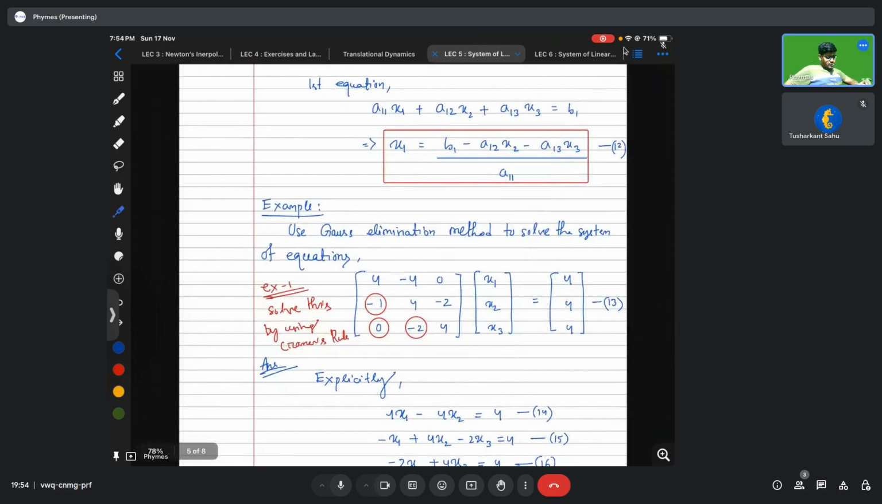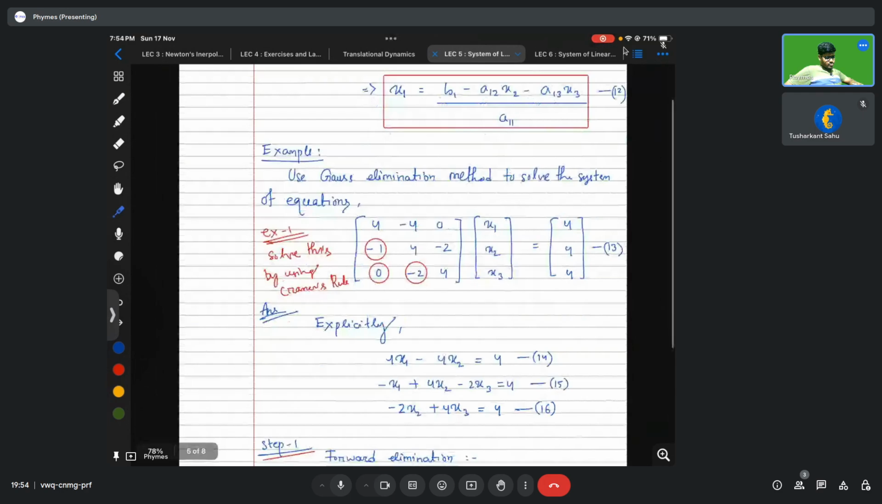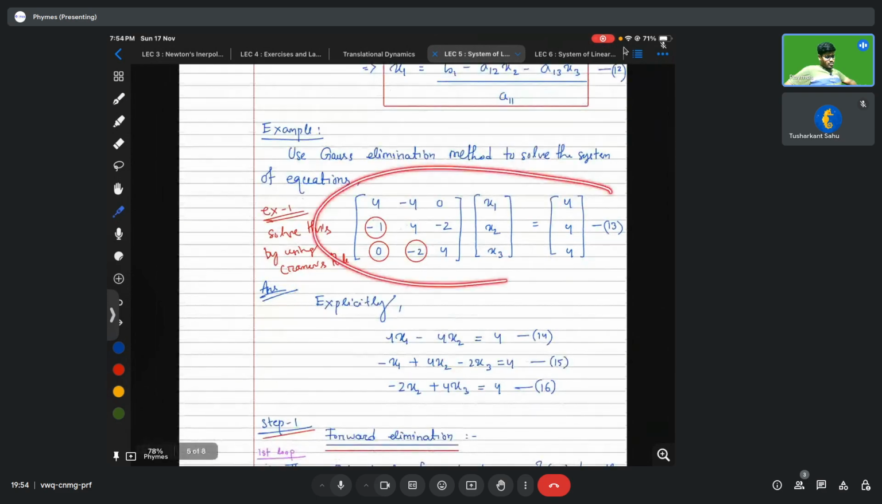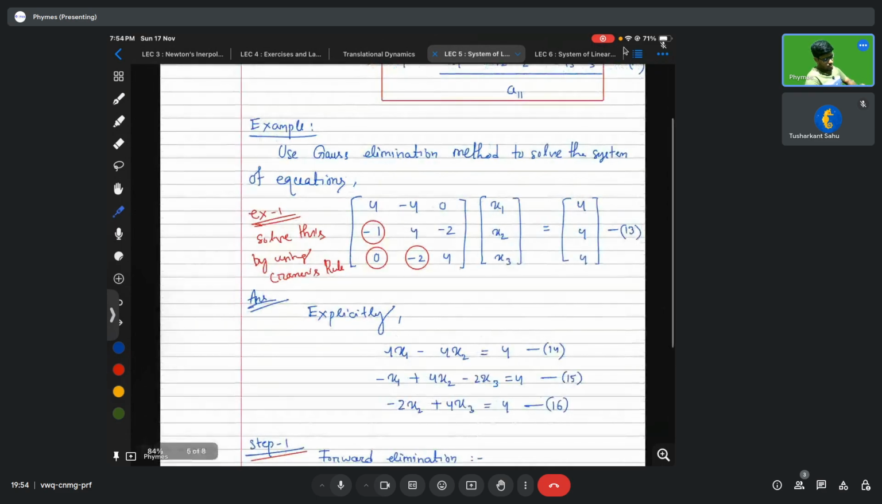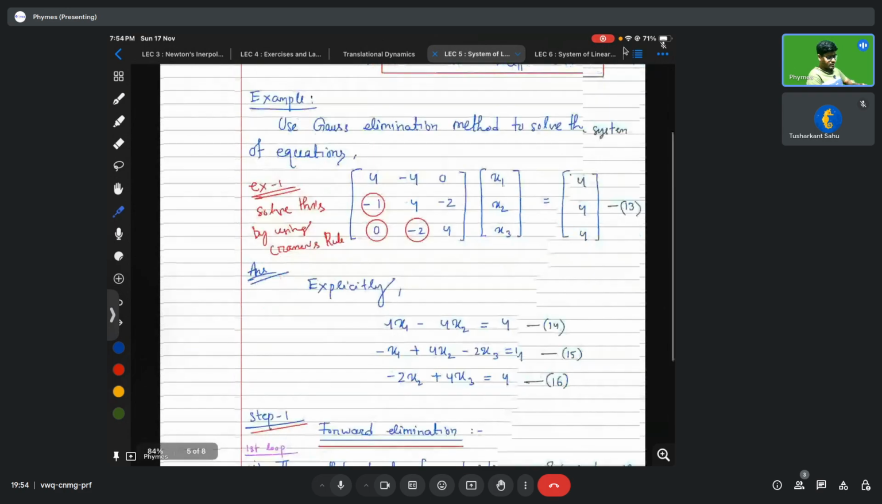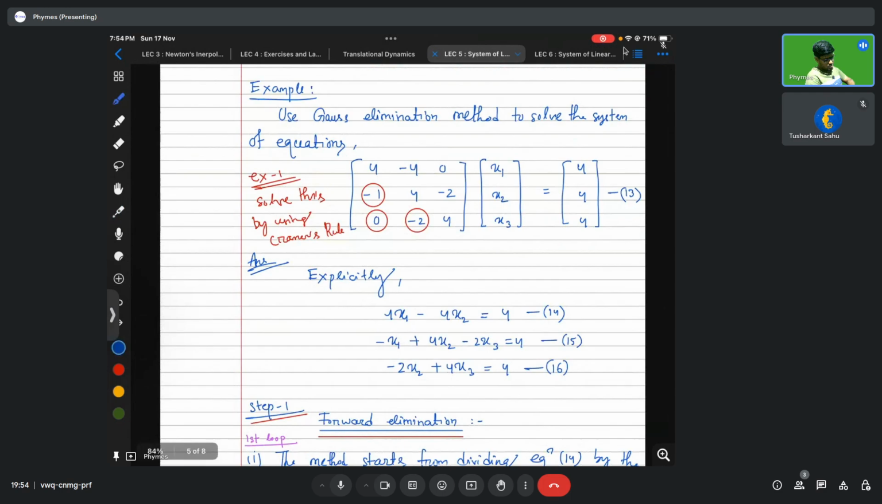So let's see an example. Let's see this method in action. Let's use this Gauss elimination method to solve this system of linear equations. You can also solve this first by Cramer's rule and get the values of x1, x2, x3, and then we are going to solve it using the Gauss elimination method, and you can try to match the values. See whether it is giving the same result or not. So this is the system of linear equations given to you, and now you can write them explicitly in this way.